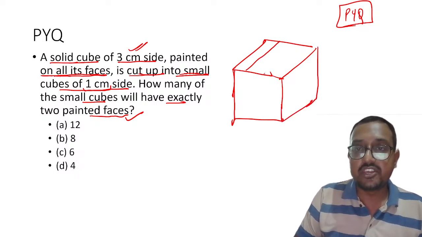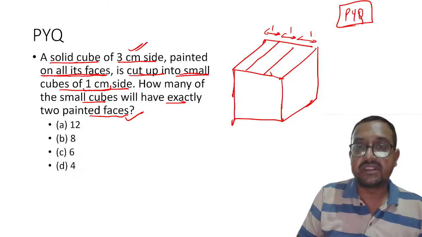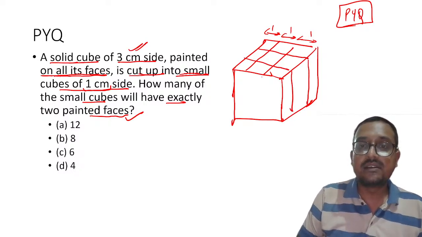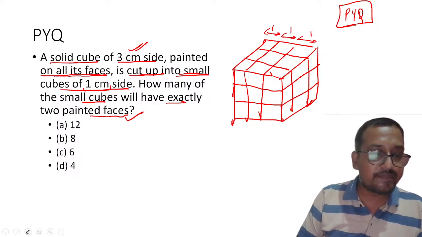Each edge there will be 3 cubes. That is why this will become 1 centimeter and 1 centimeter. Total will be 3 centimeter. Clear? Yes. So what is it asking? It is asking two face painted. Can anyone solve it?